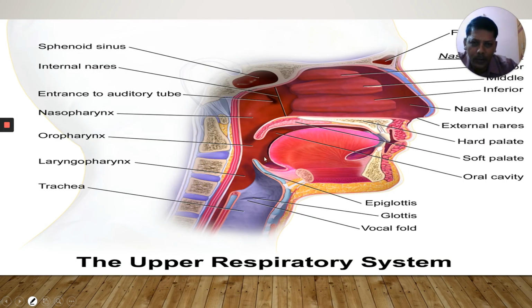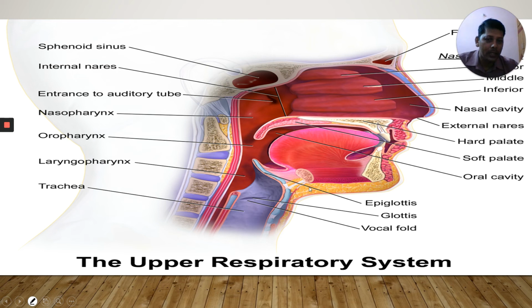Observe here, what is this part? Epiglottis. Whenever you swallow the food, it comes down here and closes the glottis. Therefore, food cannot enter into the trachea and it is directed towards the food pipe.